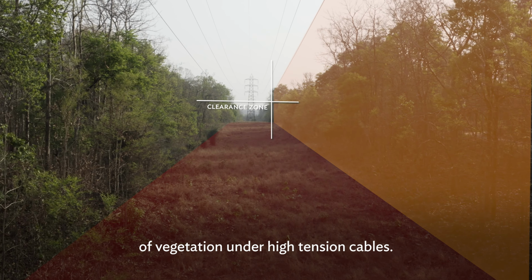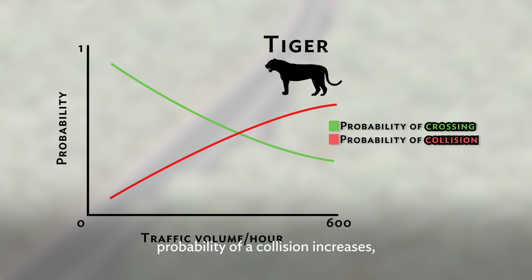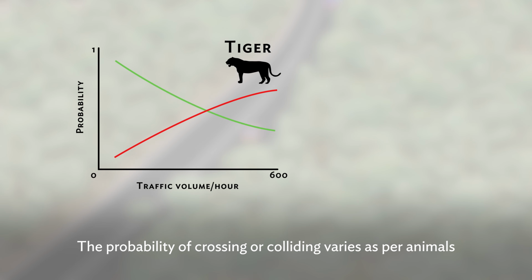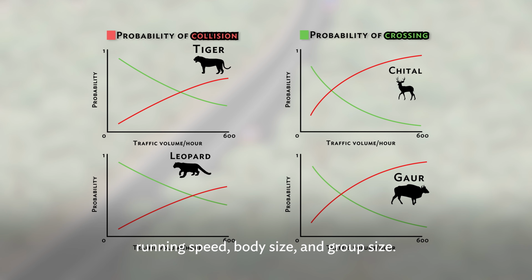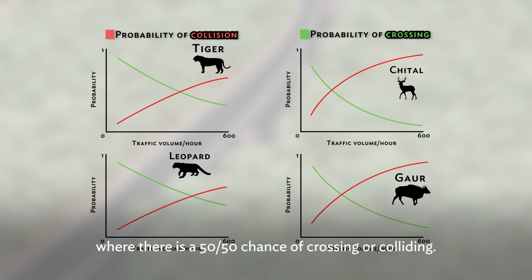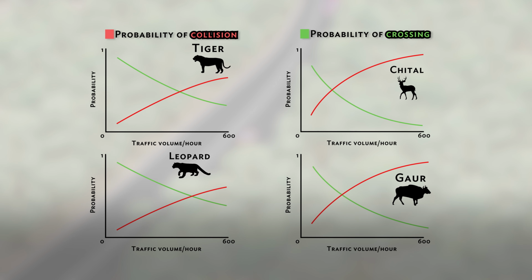This graph shows a modeled probability of collision for tigers with respect to traffic volumes. As traffic volume increases, probability of a collision increases, decreasing chances of crossing. The probability of crossing or colliding varies as per animals' running speed, body size, and group size. Traffic volume thus becomes a barrier where there is a 50-50 chance of crossing or colliding.